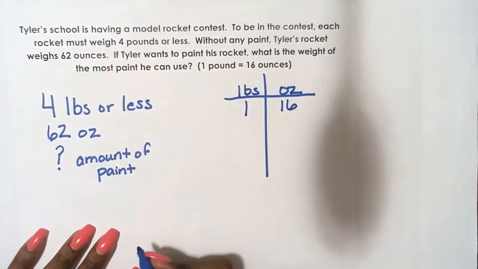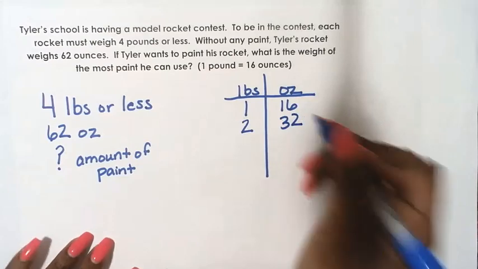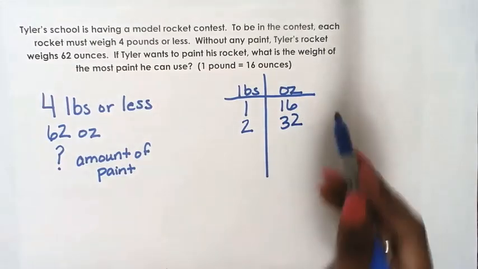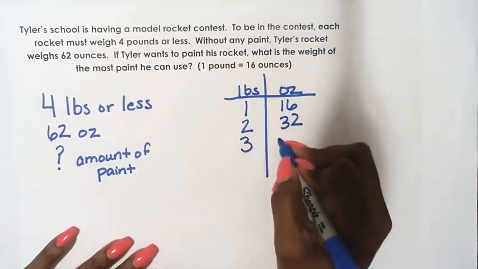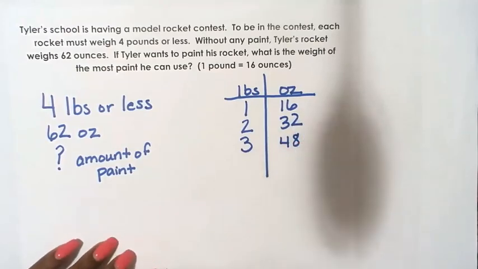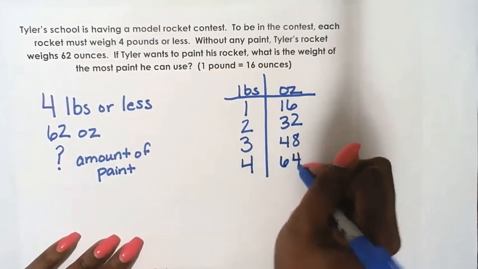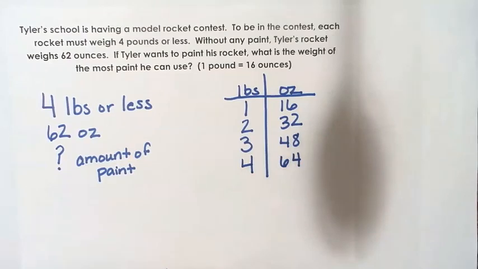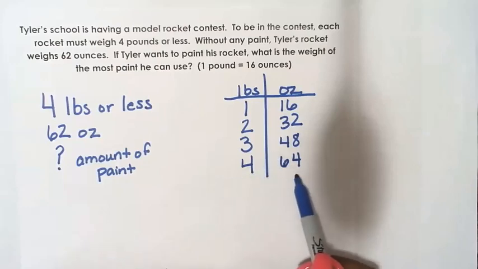If 1 pound is 16 ounces, then 2 pounds must be 32 ounces because 16 plus 16 is 32, or 2 times 16 is 32. 3 pounds then must be 48 ounces because 3 times 16 is 48. 4 pounds would be 64 because 4 times 16 is 64. Now, I know that the maximum weight is 4 pounds, so I can stop there. 4 pounds is equal to 64 ounces.